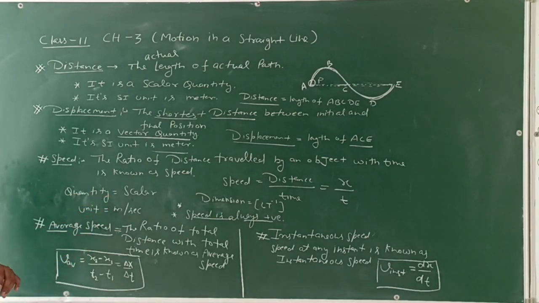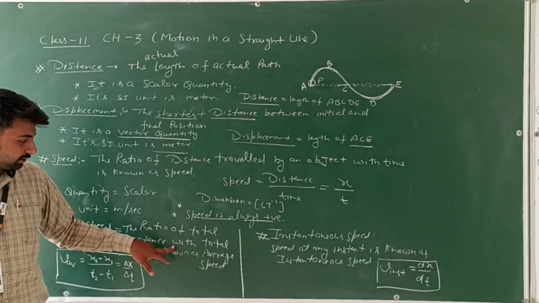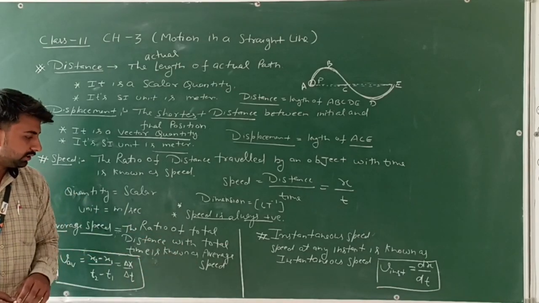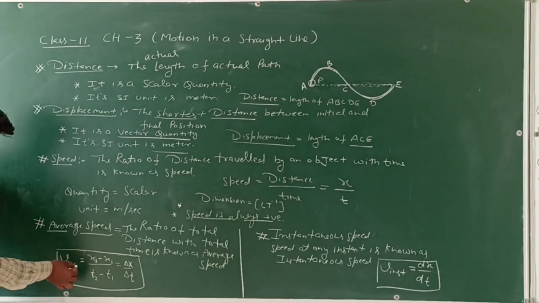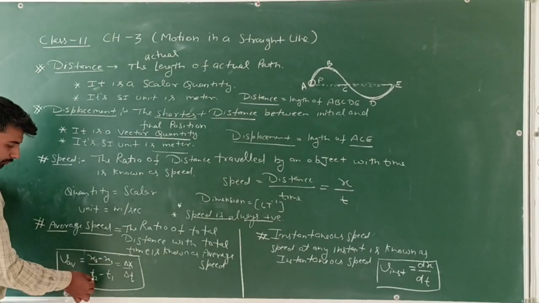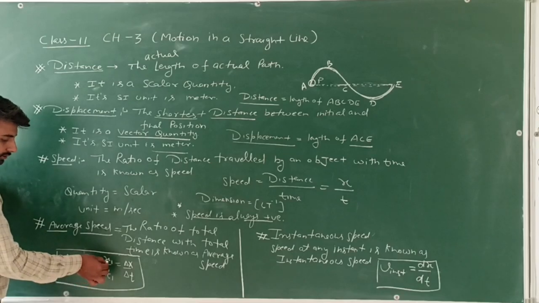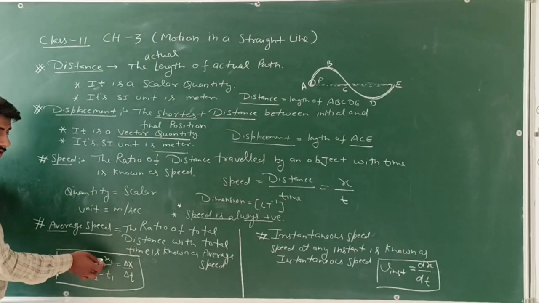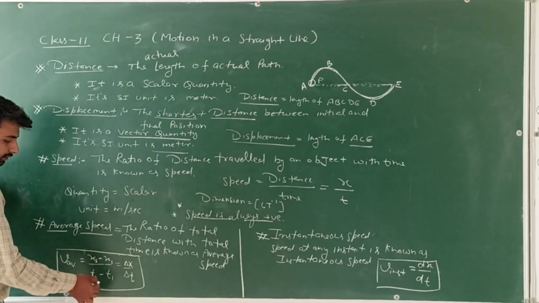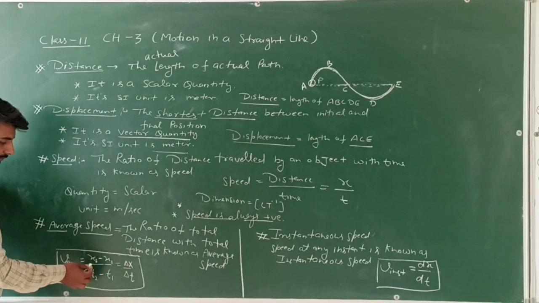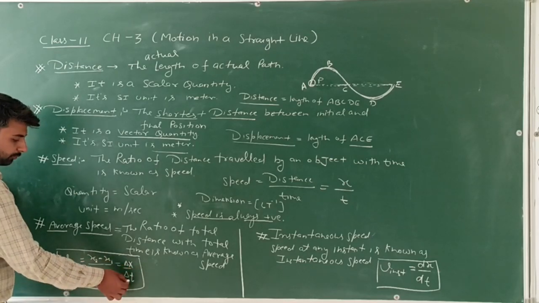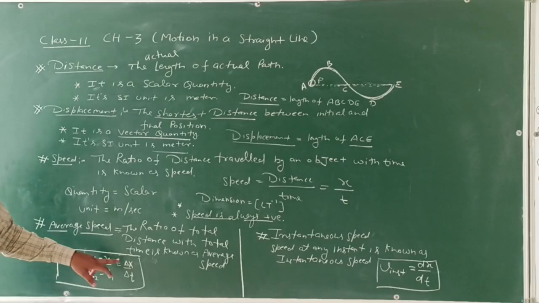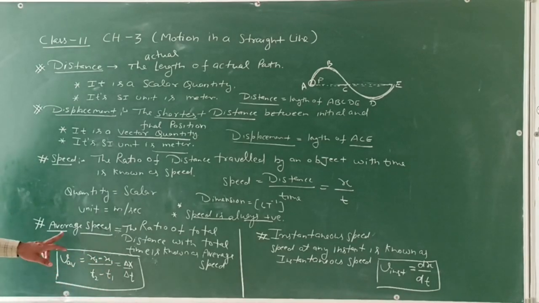So what is the average speed? The ratio of total distance with total time is known as average speed. Okay? So V average is equal to x2 minus x1 upon t2 minus t1. x2 minus x1 means the distance between the final position and initial position, and t2 minus t1 is the time difference, so your total time. So x2 minus x1 means delta x upon delta t. So delta x is the total distance and delta t is the total time. So the ratio of total distance upon total time is known as average speed.